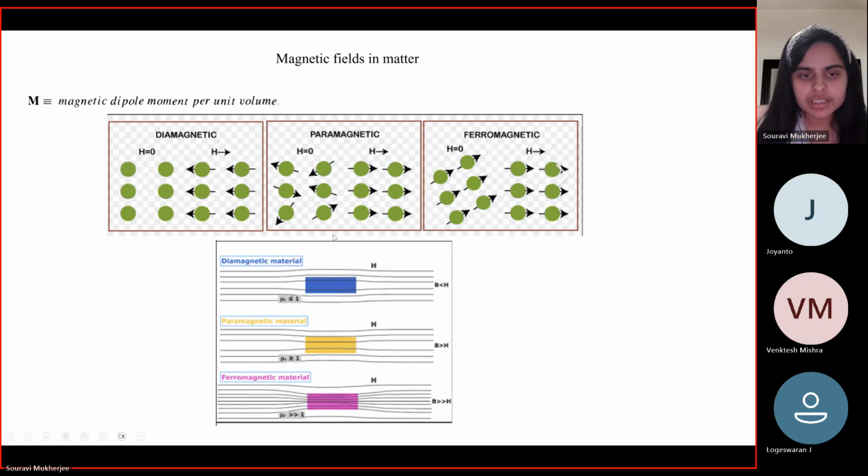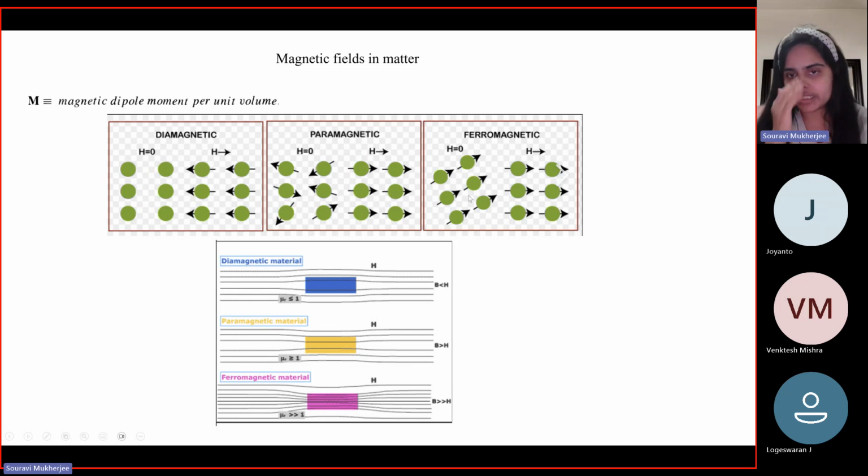Now, there are other materials like a paramagnetic material, where initially, when there is no magnetic field, there is no net magnetization. But once you apply a magnetic field, it has a net magnetization. So inside the paramagnetic material, the field lines do come closer and you have mu r greater than 1, right?